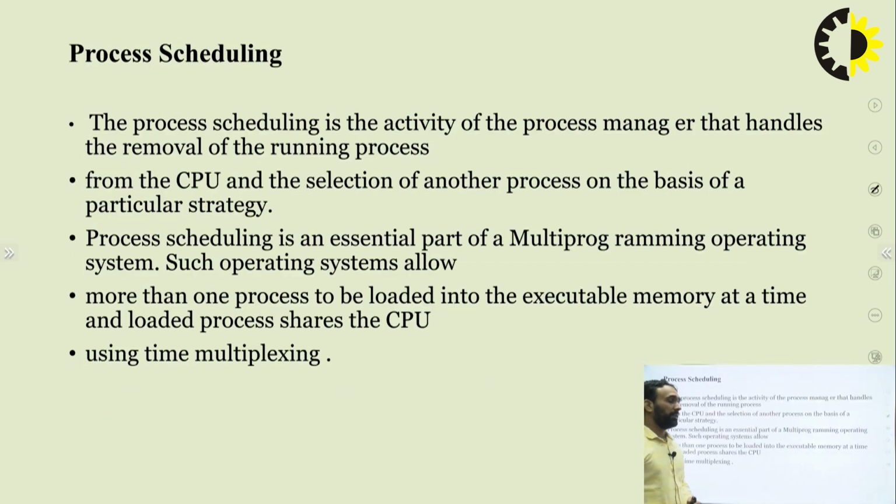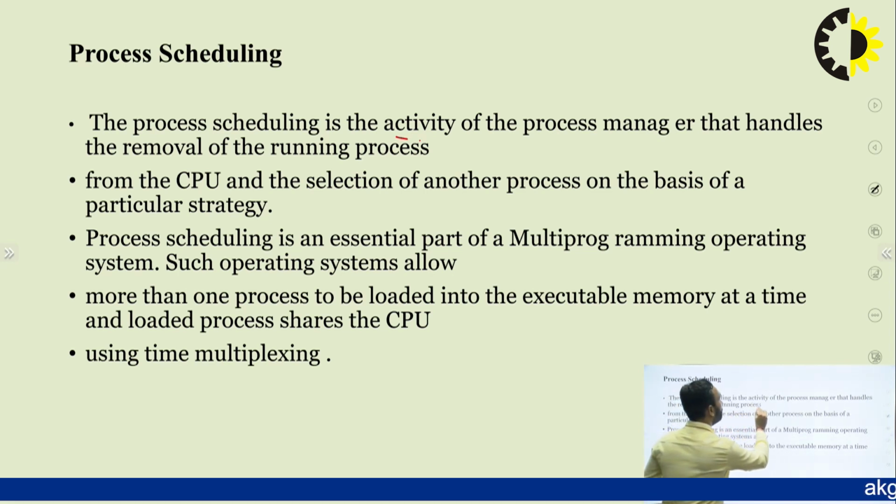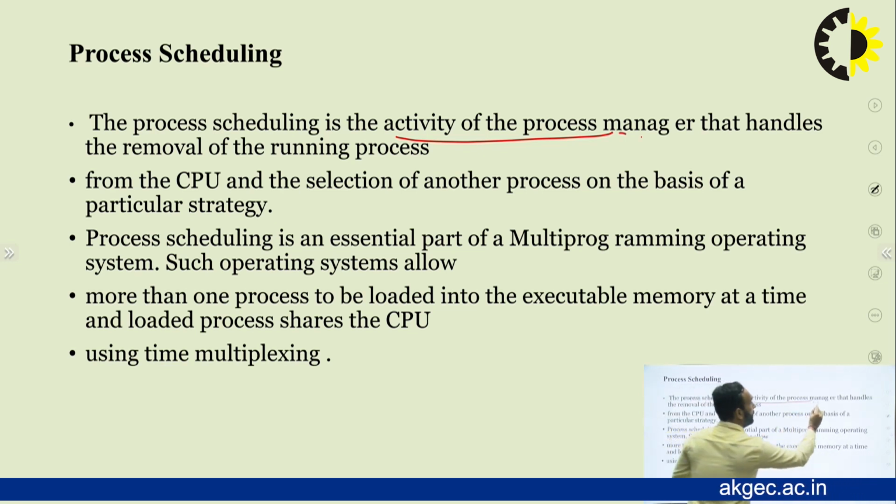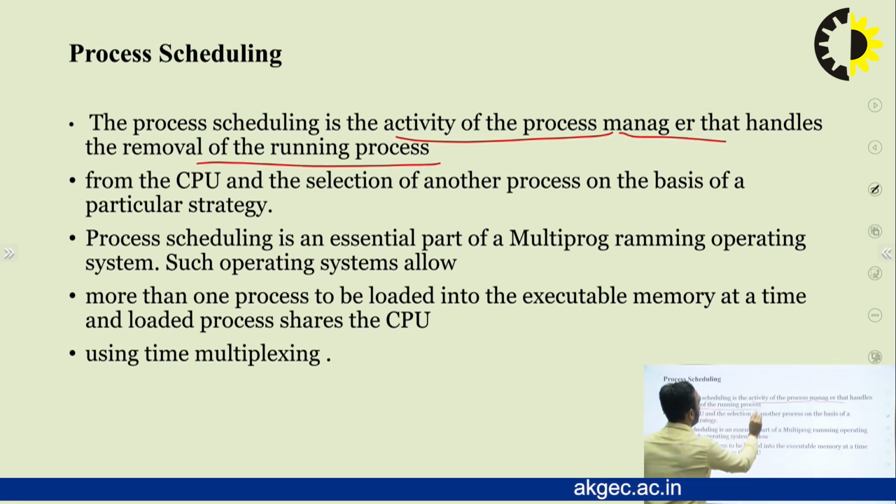In this method, we require a process scheduler to schedule all these processes so that they can execute in a sequential manner without disturbing their order. Or we can say that to manage all these things, it is done with the help of the process scheduler. So, before going to the process scheduler, we must know what process scheduling is. Process scheduling is the activity of the process manager that handles the removal of the running process.